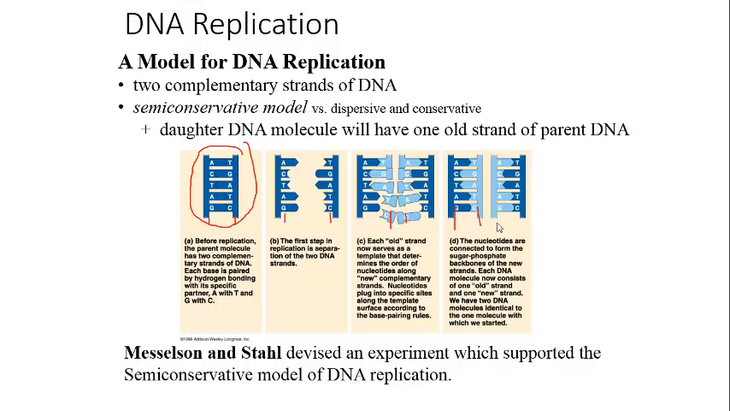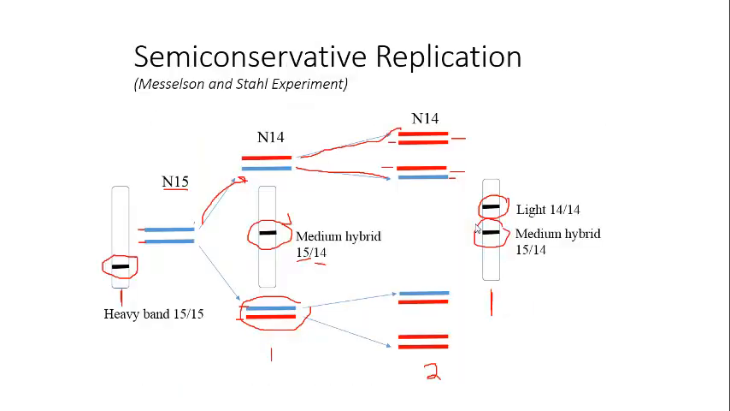identical to each other. They're exact replicas. Each new molecule is made up of one old strand and one new strand. This is why replication is referred to as semi-conservative.